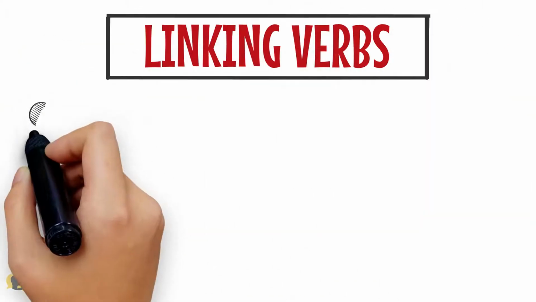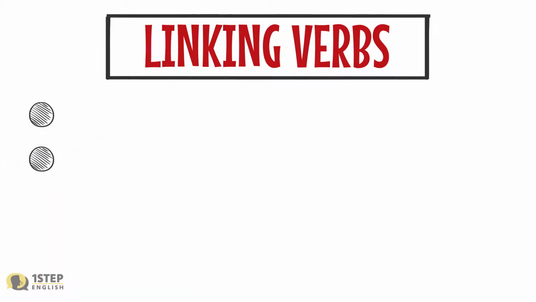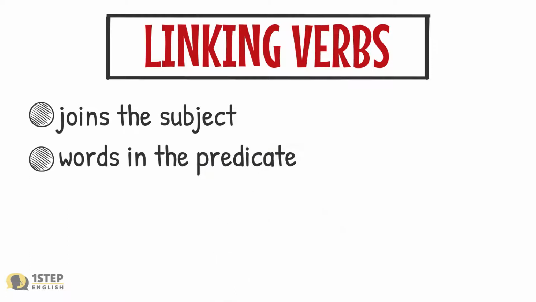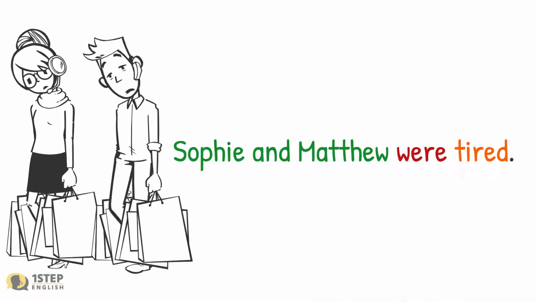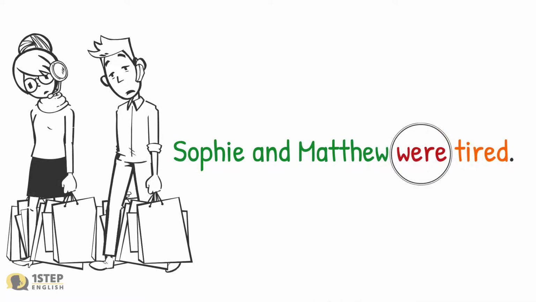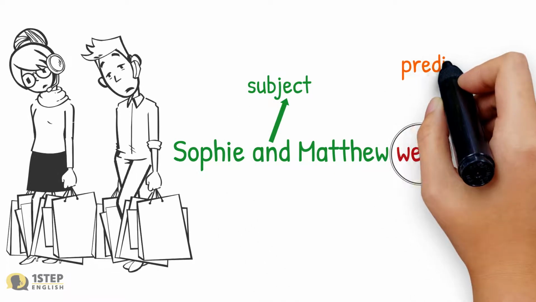Linking verbs. A linking verb is a word that joins the subject of the sentence to the words in the predicate. For example, Sophie and Matthew were tired. The word were links the subject Sophie and Matthew to the predicate tired.